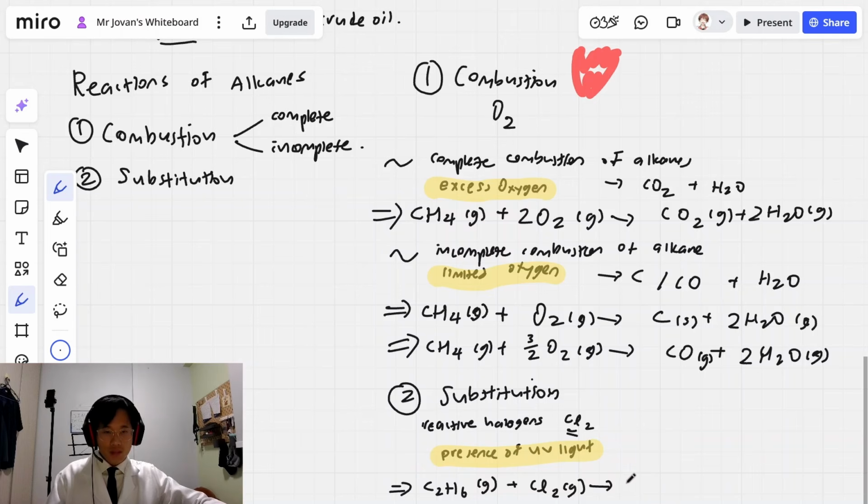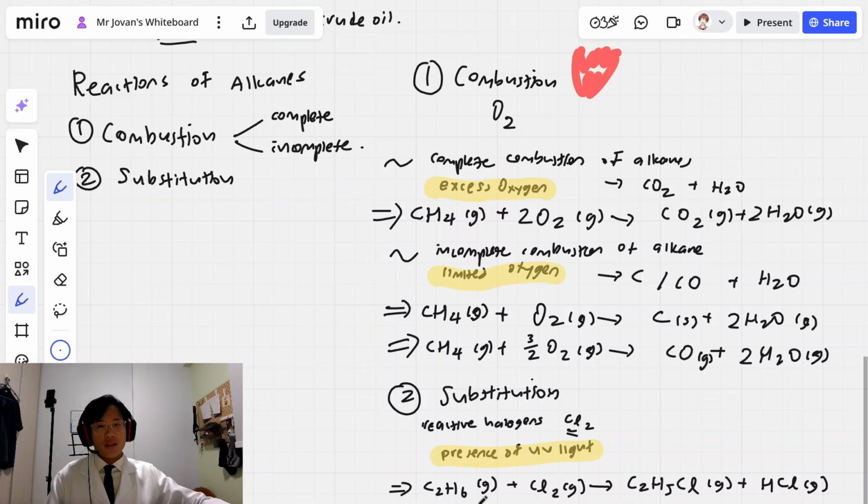What do we get? The whole point of a substitution reaction is that you kick out one of the H and replace it with a Cl. So if I kick out one of the H, what am I left with? Five H's and a Cl. This exists as a gas. Just take note. And the H that is gone, I've left it behind with another Cl. So this is the reaction that takes place.